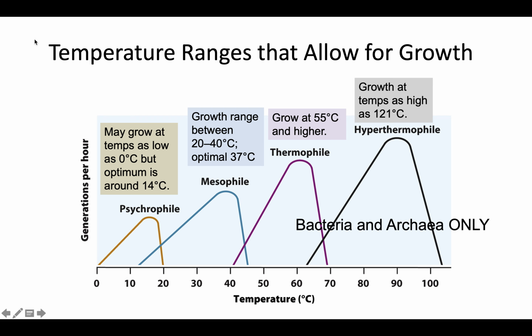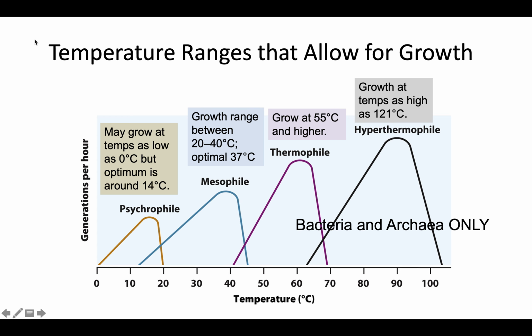That will be your hyperthermophiles. So they grow between about 65 to 121. And in this group, the hyperthermophiles, this is archaea only. Okay, archaea only. And I have a little fact here. If I would take that 121 degrees Celsius and convert it to Fahrenheit, that equals 250 degrees Fahrenheit. So that is quite a high temperature.